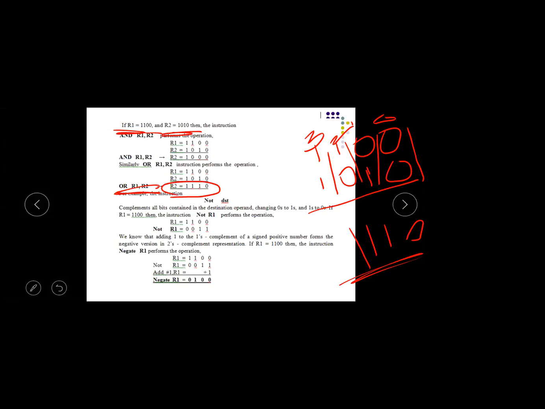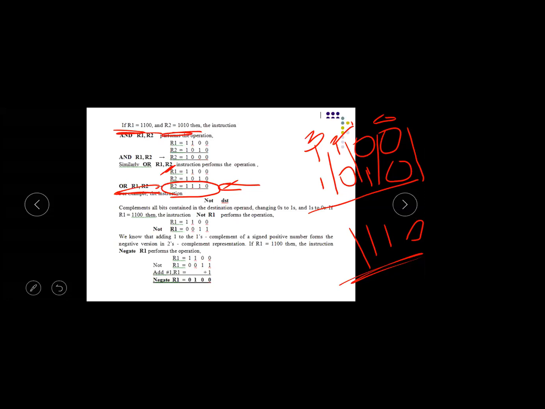R1 and R2 act as source registers, and R2 can also be used as a destination register. That's why the output is transferred to the R2 register. This is the OR operation between the two registers having 4 bits each.